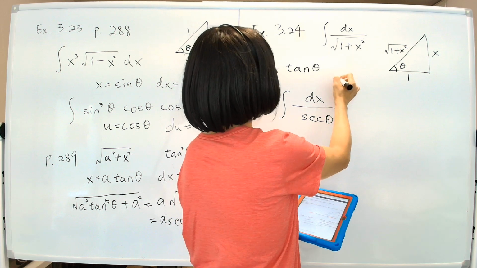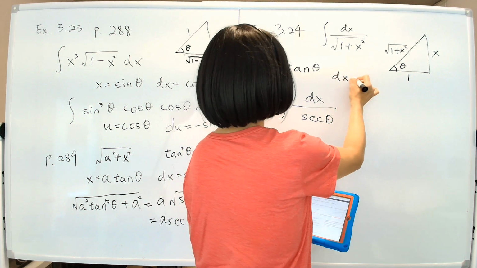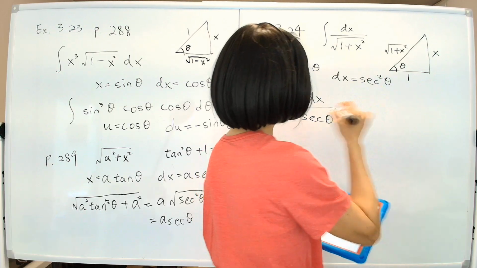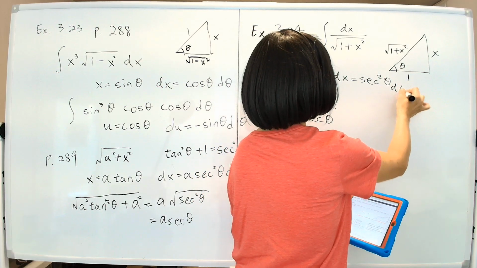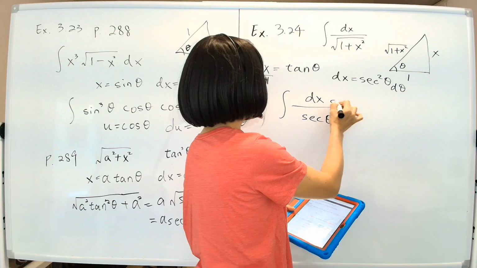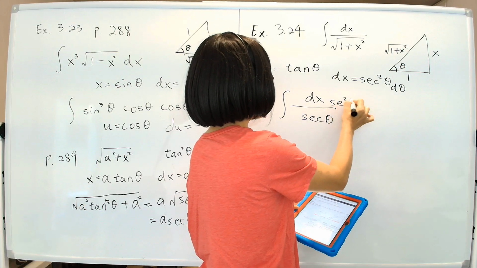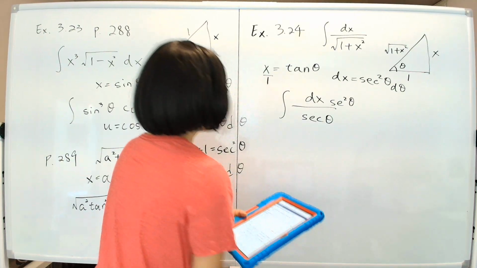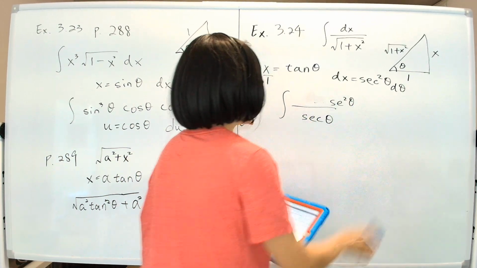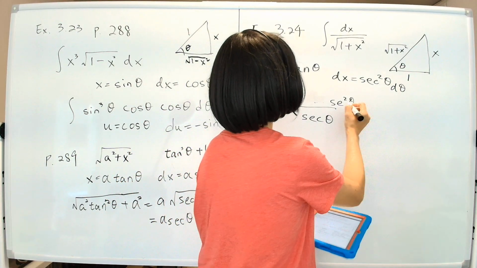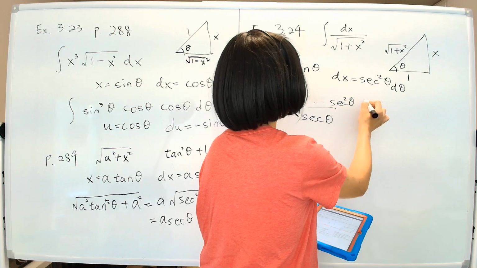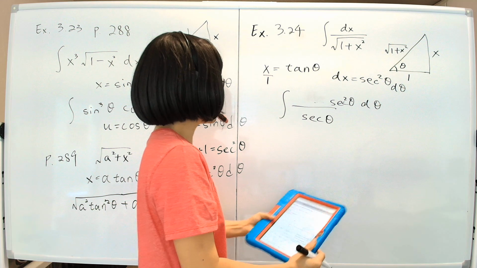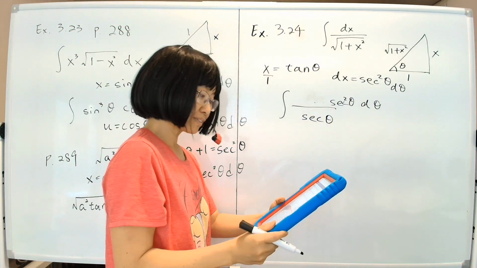And then, of course, we need to figure out what dx is. It's secant squared, as I have already written over there, d theta. But we'll write that down too. So secant squared theta, d theta. Sorry, this should be d theta. Secant squared theta, d theta. All right, that's good. And then that is simply the integral of secant, okay?